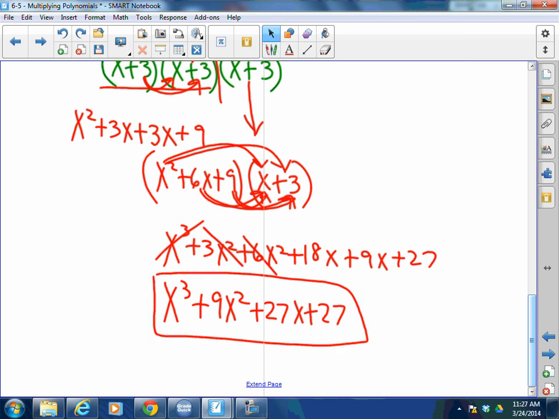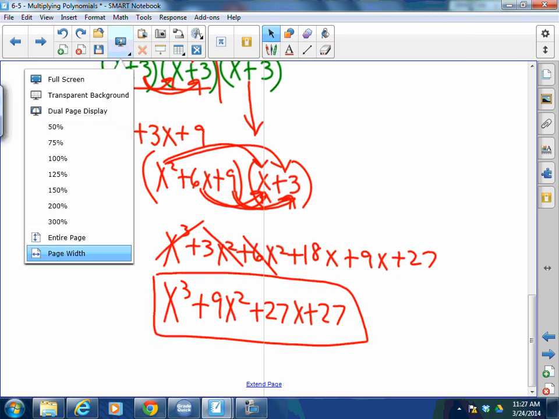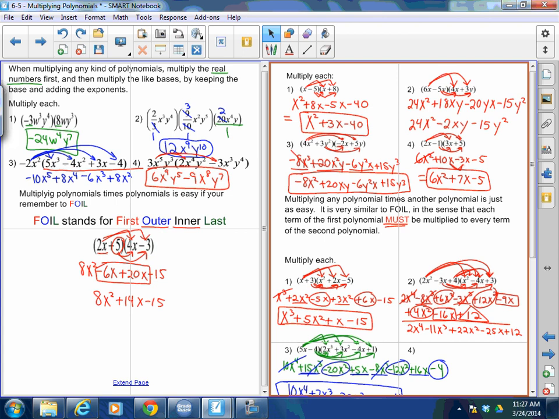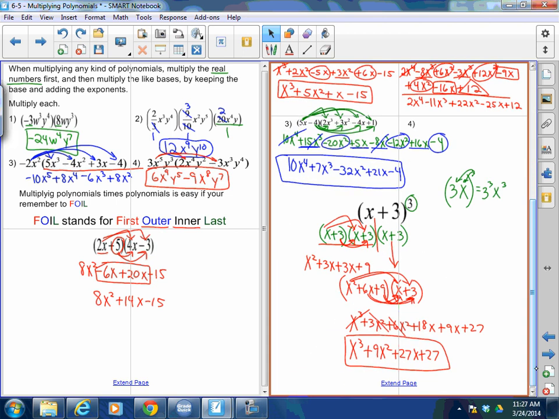Please, please be aware of what I just did there. You cannot just cube the x and the 3. Whenever you have a binomial raised to a power, you have to multiply that binomial by itself that many times. Does that make sense, guys? Okay.